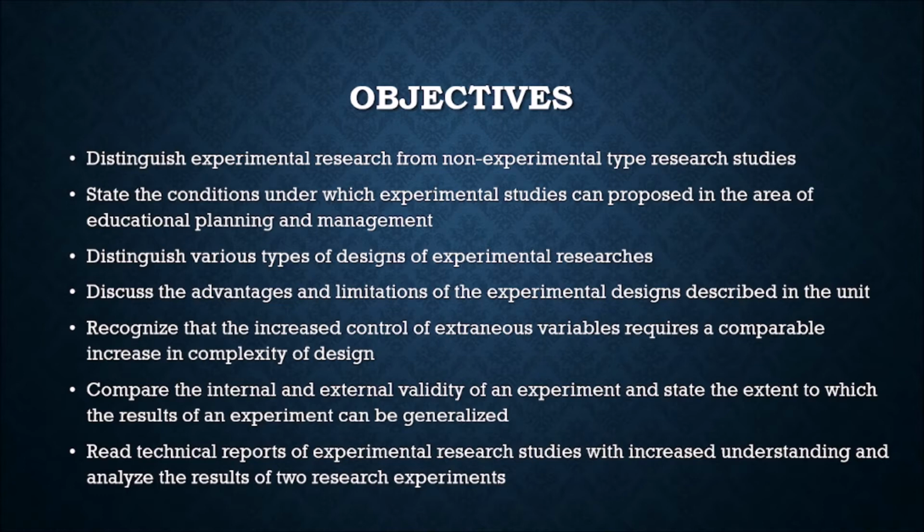First of all, objectives. By the time you have completed this unit, you are expected to be able to, number one, distinguish experimental research from non-experimental type research studies. Number two, state the conditions under which experimental studies can be pursued in the area of educational planning and management. Number three, distinguish various types of designs of experimental researches. Number four, discuss the advantages and limitations of the experimental design described in the unit.